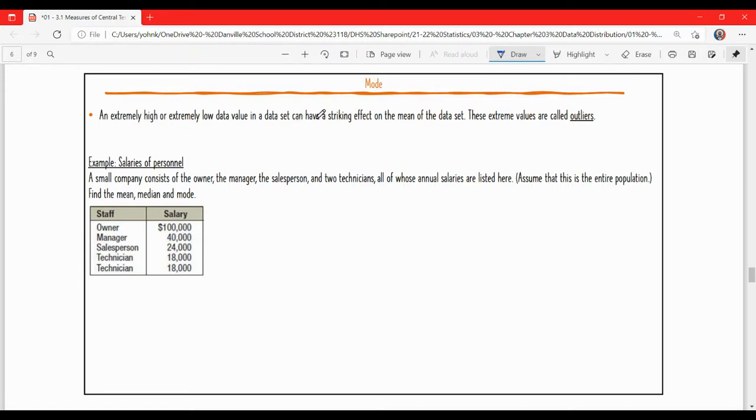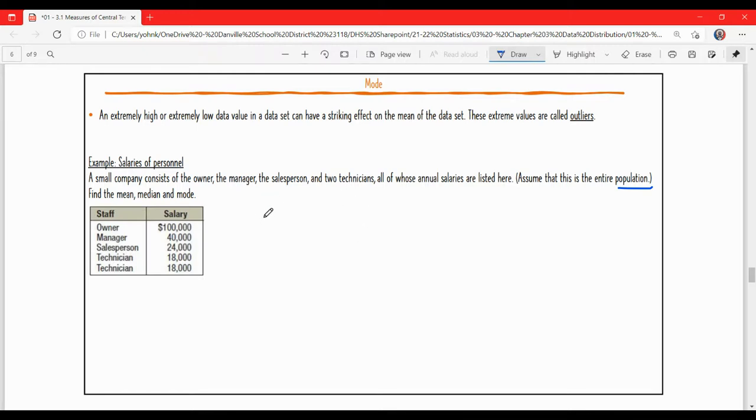So we're going to take a look at this problem here, and then we're going to continue to look at it on other slides. A small company consists of the owner, the manager, the salesperson, and 2 technicians, all of whose annual salaries are listed here. Assume that this is the entire population. Find the mean, median, and mode.